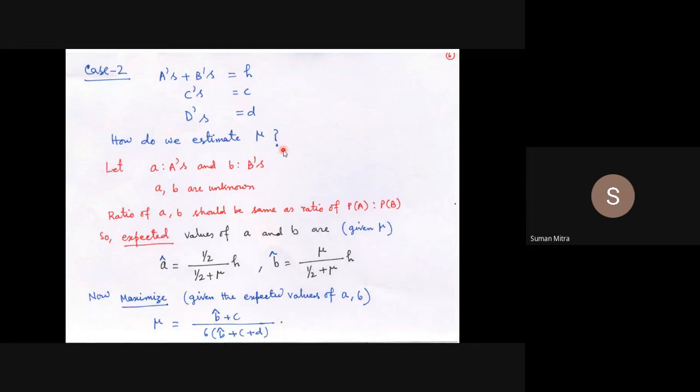So one way to estimate mu is this. Here we assume that A gets grade A, B gets grade B. But this A and B are unknown. Obviously, this A and B will be in the ratio of PA and PB. So we expect values of A and B for a given mu. If we assume that we know mu, then we take A by B equal to PA by PB.